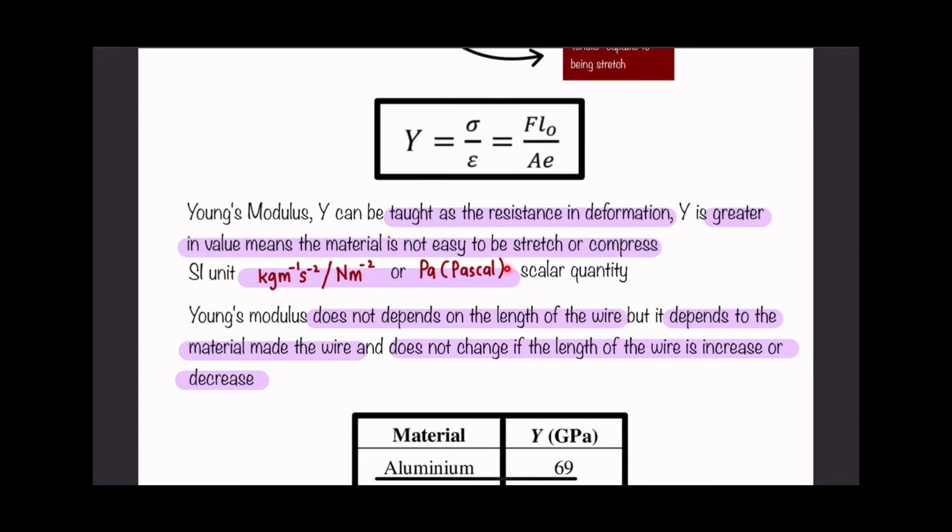Unit dia sama dengan unit stress. Because strain kita tak ada unit. Jadi unit dia terus sama dengan stress lah, dan scalar quantity. Okay, so Young modulus does not depend on the length of the wire.